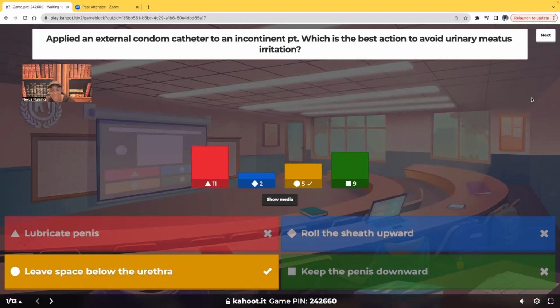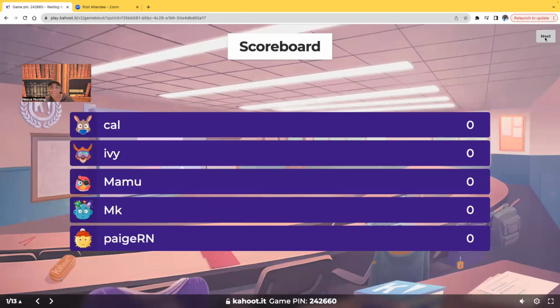Last, keep the penis downward. 9 of you guys chose that as an answer. Guys, normally, unless something's going on, naturally that penis is going to stay in the downward position, whether sitting, standing, whatever. But again, the point of the question is about avoiding irritation, and keeping the penis in the downward direction is not going to help avoid irritation. But leaving space, about, again, 1 to 2 inches below that urethra is going to help prevent irritation, okay? You guys are hilarious. All right.